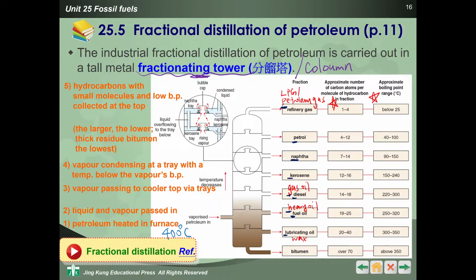I think it's easy to know bitumen is the last one, because we will know that it's for roads, so just remember that. But the rest of them here, you can use this story. I'll repeat the story again.